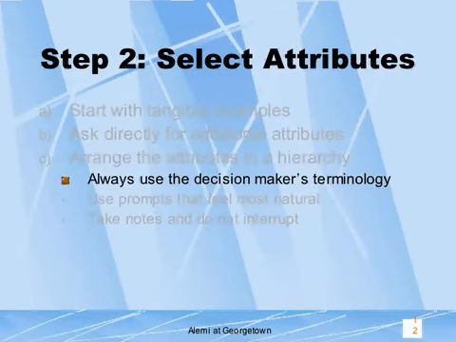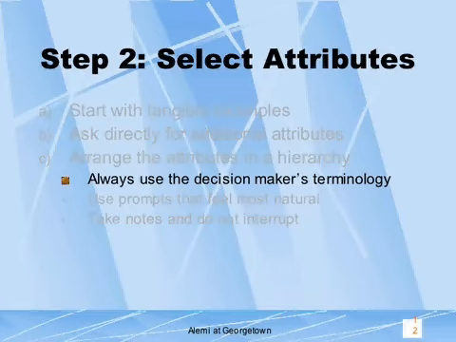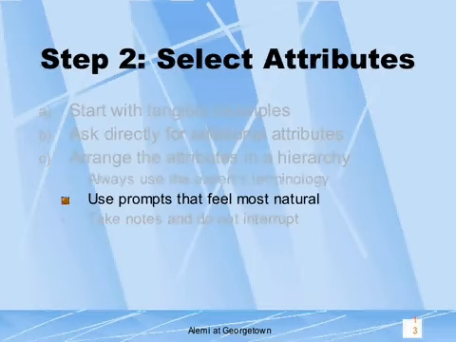The analyst should be careful about terminology. He should always use the decision maker's terminology, even if he thinks a reformulation would help. Thus, if the decision maker refers to criteria for vendor selection or to attributes of the vendors, then the terminology used by the decision maker should be adopted by the analyst to reduce confusion. When an analyst asks a question, he should formulate the question without jargon. The analyst should use prompts that feel most natural in the context of vendor selection.